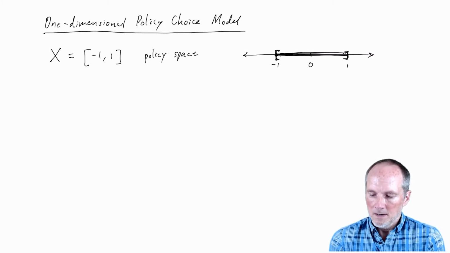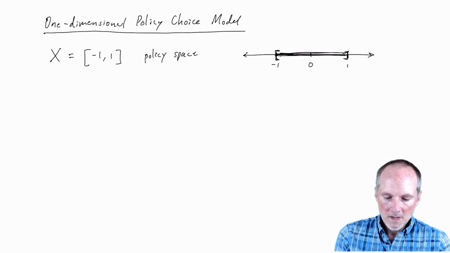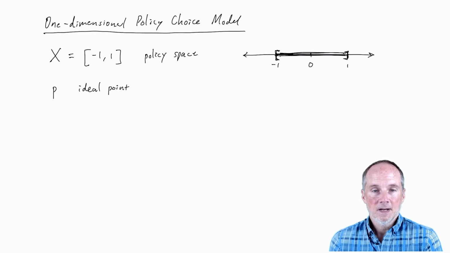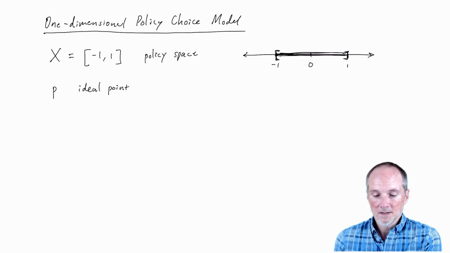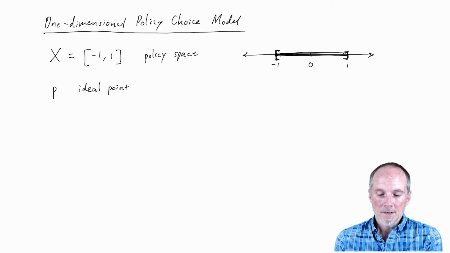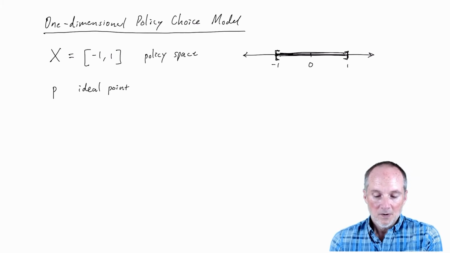I'm going to assume that the politician has some ideal point. I'm going to call that P. Now what an ideal point is, it's a policy. It's going to be in this policy space. It's going to be a policy that's better than anything else for the politician. Okay, that only tells you what this guy's favorite policy is.